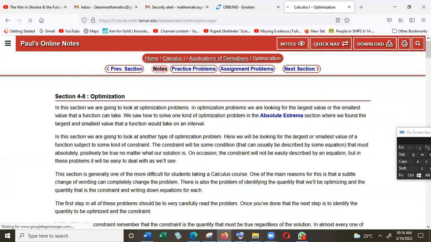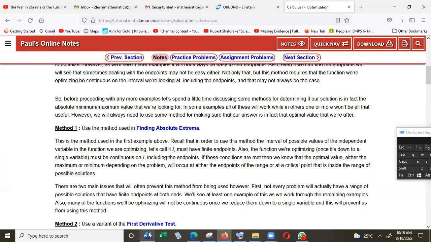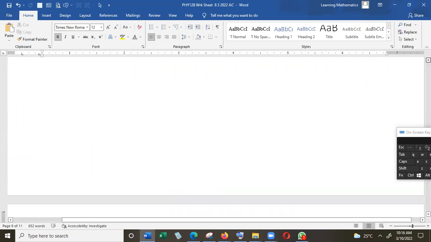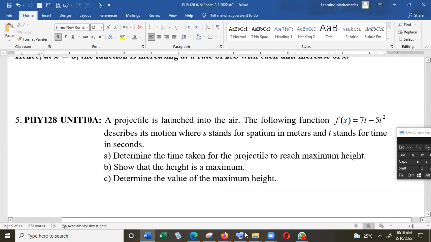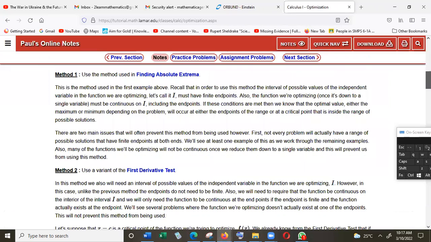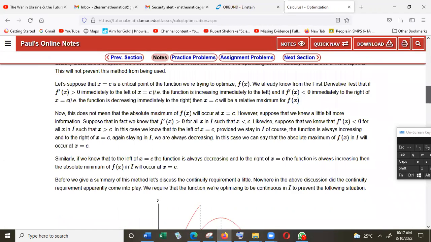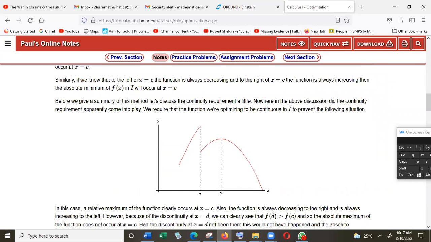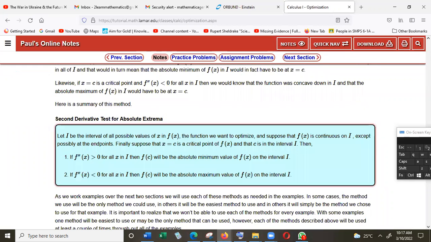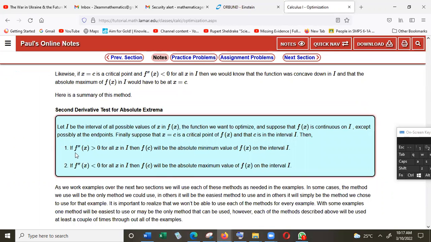So apart from the units, our unit is unit 10A. Method 1, method 2, you have absolute extrema, and so forth. And here you have it, max, min, and so on. It'll be f prime, first derivative test for absolute extrema, f prime x more than 0, f prime x less than 0. So you have different literatures on it. And you have f prime prime, that's the second differential test.